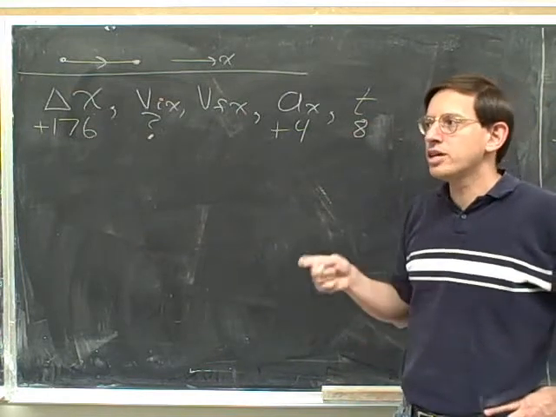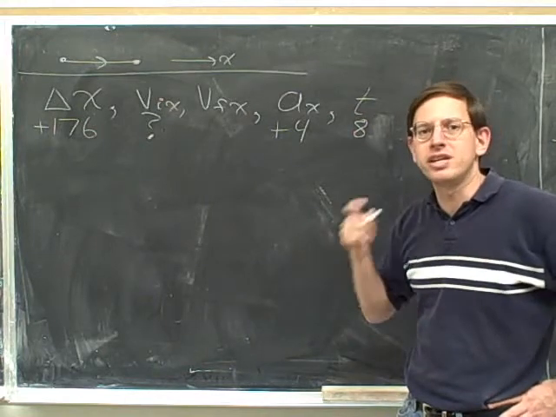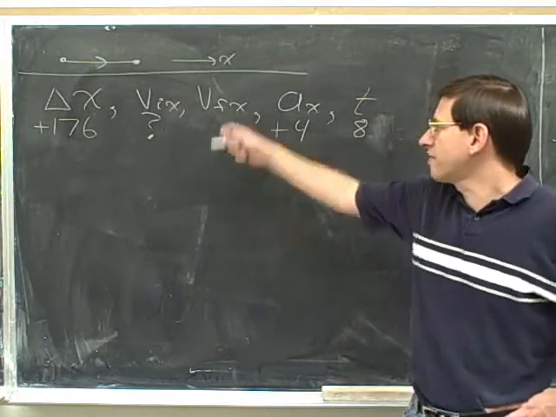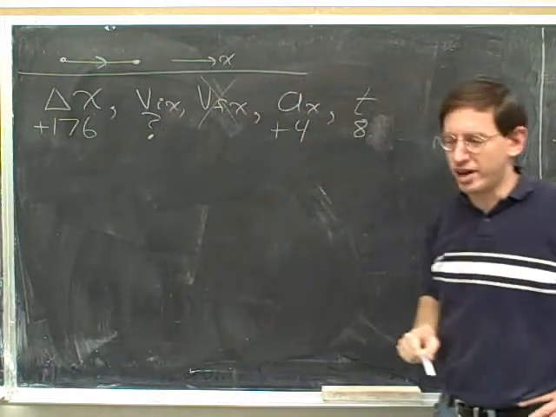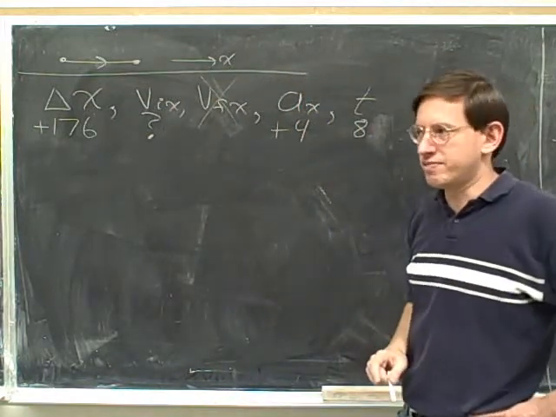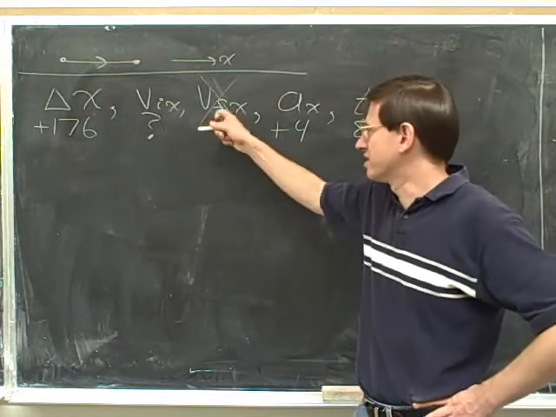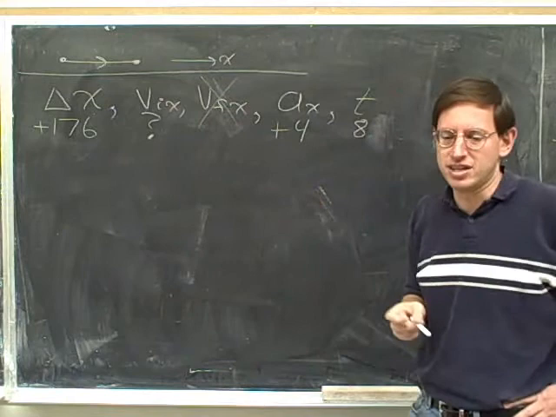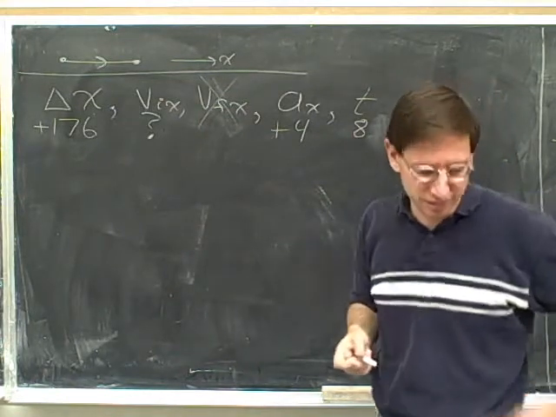Now, how do we know which equation to pick? The easiest way, remember, is to ask which variable do we not care about? Well, this is the variable we don't care about. Maybe I'll cross it out to remind me I don't care about it. So now I can just look at my list of the 5 equations, and I want to pick the equation that does not include the final velocity. Pick the equation that does not include the final velocity.